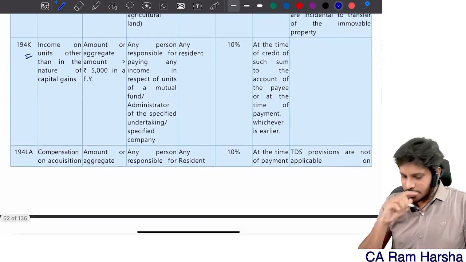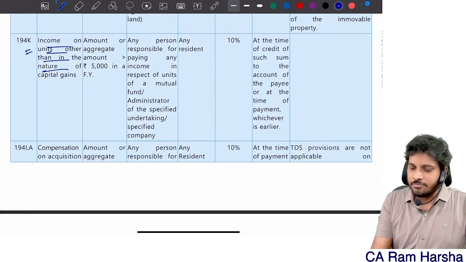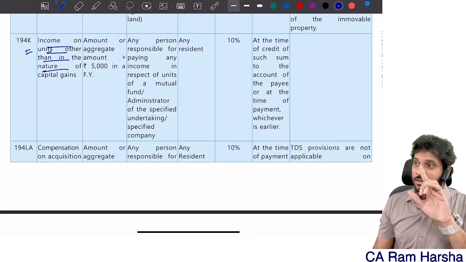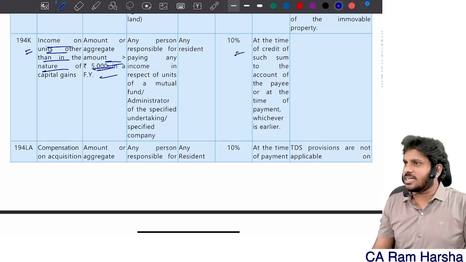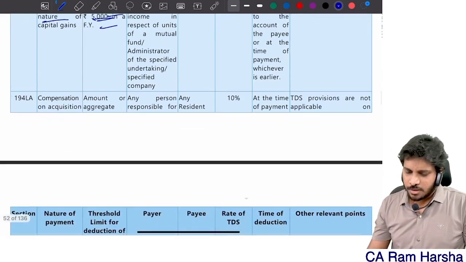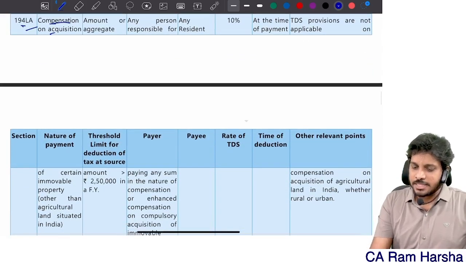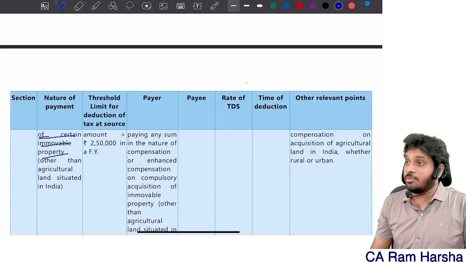194K. This is regarding units, income from units. Generally dividend is different, this is different. Here 5,000 is the threshold limit and 10% is the rate of TDS. 194LA, compensation on acquisition of certain immovable property.